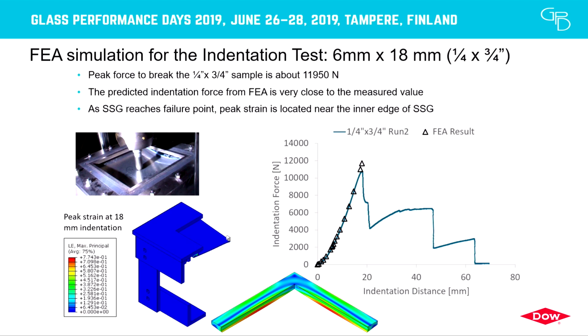We reach failure, and the peak strain is observed near the inner edge of the SSG, and this is where the failure happens. The way the joint starts to deform is more into adding a rotation component due to the larger aspect ratio of the joint.